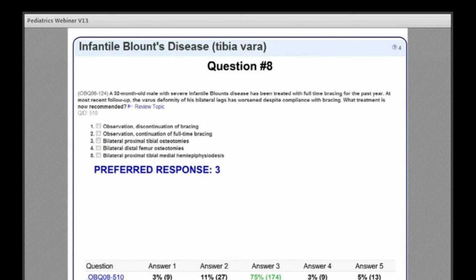Getting back to the question, a less than 3-year-old child with severe Blount's disease has failed bracing. And now the next step in treatment is bilateral proximal tib-fib osteotomies, and that's response number 3, and most of you got that right.